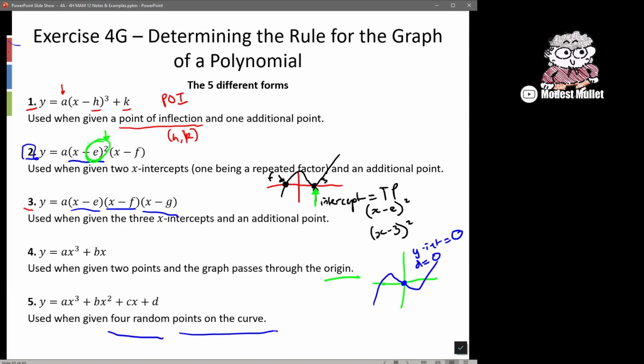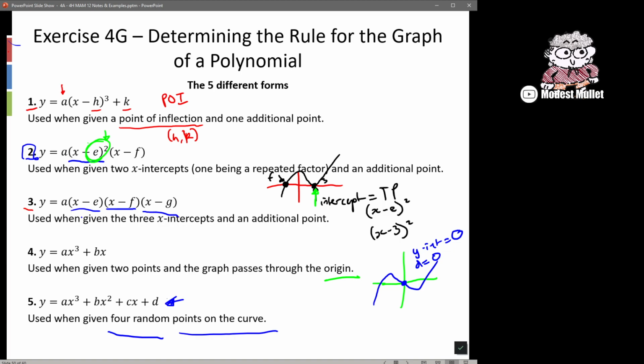And finally, the fifth one, which is probably the most annoying, is used when you're given 4 random points on the curve. So you're given 4 bits of information there, may be turning points, but they may not be intercepts, they may be y-intercept, they may not be, but it's just generally not matching any of those other patterns. You just have to go with this regular polynomial form of the equation and then solve using simultaneous equations.